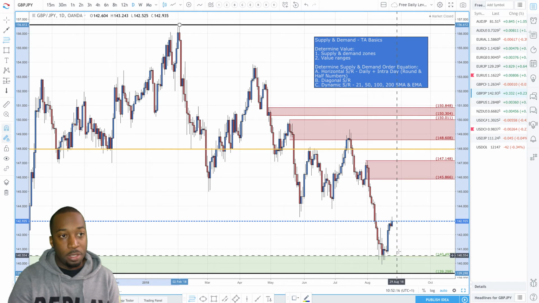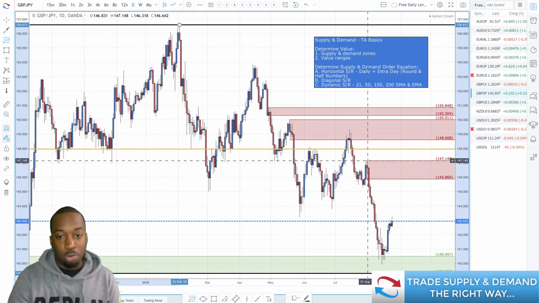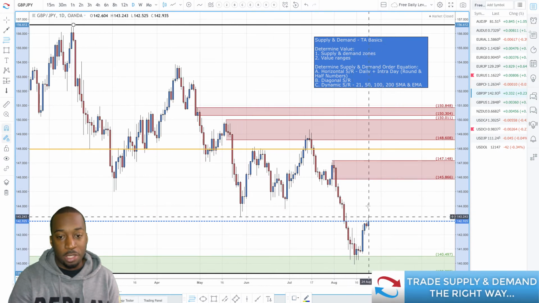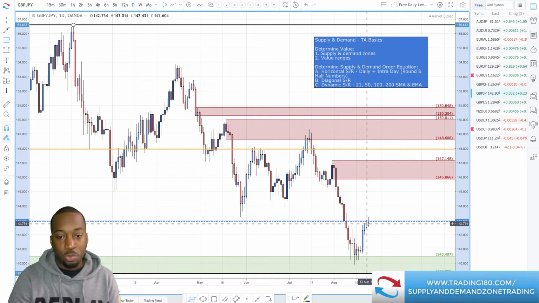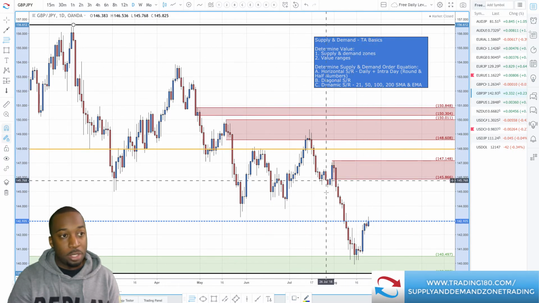Again, being the pound, this is probably maybe just some profit taking from this high to this low. So again, I'll definitely be looking to get short on this currency pair the closer we get into negotiations with Brexit, whether it's a hard Brexit or a soft Brexit.